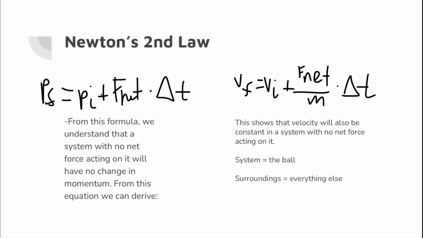And then similarly, we can derive an equation for velocity, which tells us that the final velocity equals the initial velocity plus F net over m times delta t. This shows that velocity will also be constant in a system with no net force acting on it. And in this experiment, the system is the ball and the surroundings are everything else.